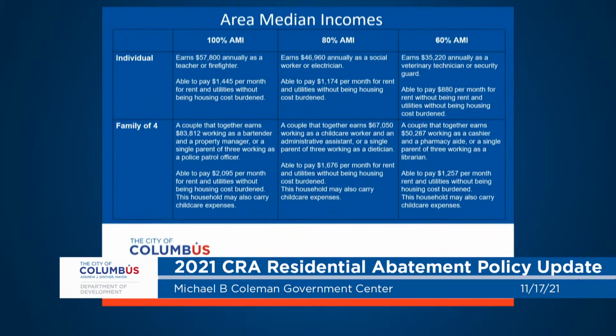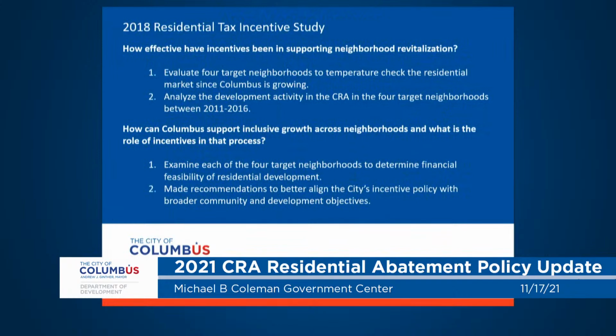And so in 2018, the city took a look at the residential tax incentive study. I'm sure a lot of you were involved at the time. I know ULI hosted a similar meeting at that point, really looking at what the value of that abatement was and if there was the opportunity to capture affordability in that abatement, especially in the high opportunity neighborhoods where we were seeing rents rise. And so in 2018, a couple big questions were asked: how effective have the incentives been in supporting neighborhood revitalization? And how does that support inclusive growth across neighborhoods? Again, making sure that all of our folks can choose different neighborhoods throughout our community.